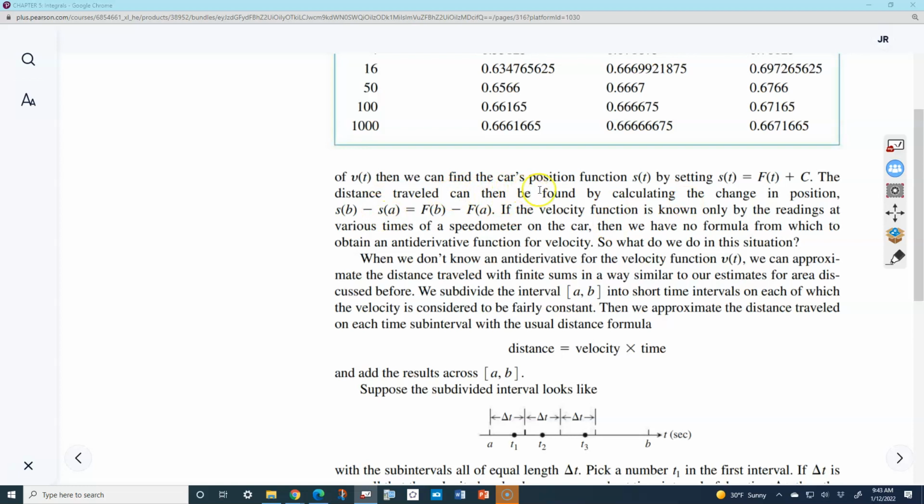The distance traveled can then be found by calculating the change in position. So, in other words, the change in position is the position that you are at time B minus the position that you were at time A. So it's the position you ended up minus the position you started. The difference there is the distance you traveled. That's the displacement, or the change in position. Okay? All those are synonymous. But if I say the displacement or the change in position, that's pretty much synonymous with the distance you traveled, with the slight caveat that if you change directions, then that's not going to be the same.